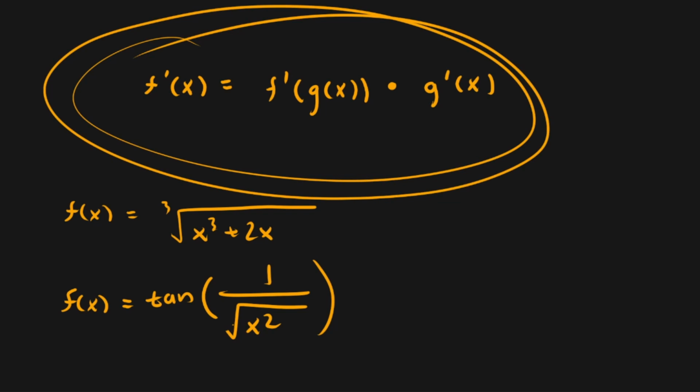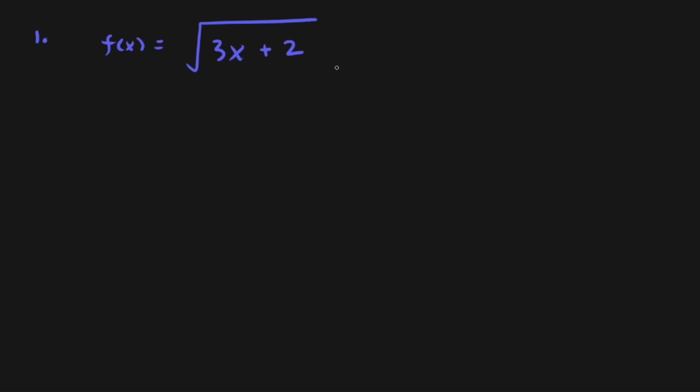So let's do an example problem. Let's start out with f of x equals the square root of 3x plus 2. It's a fairly simple problem. If we remember, f prime of x equals f prime of g of x times g prime of x.